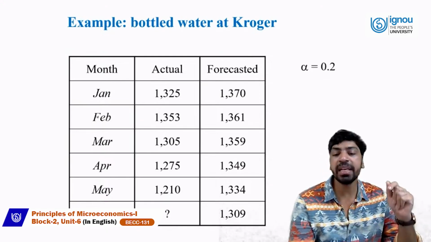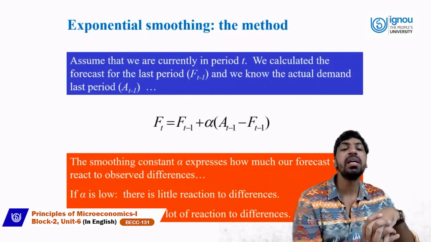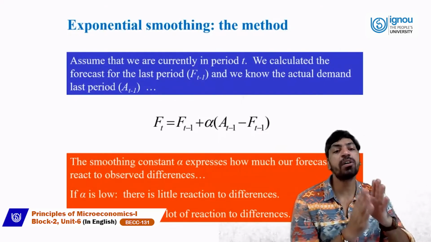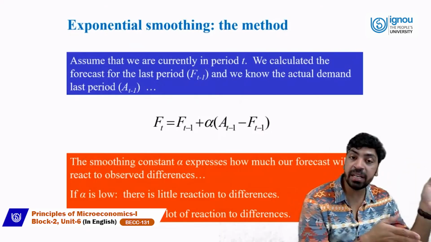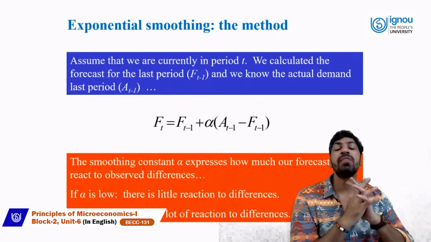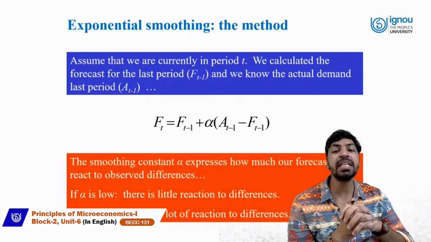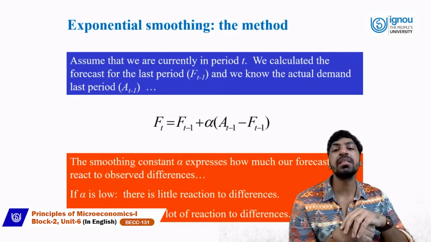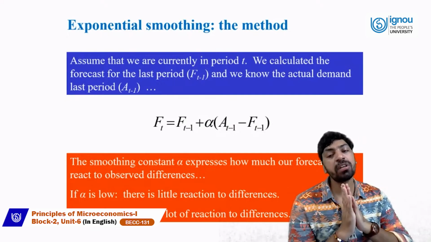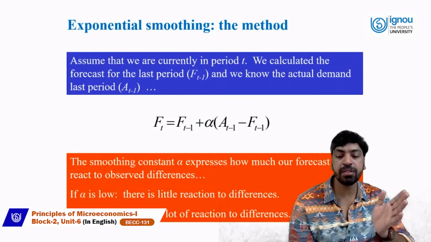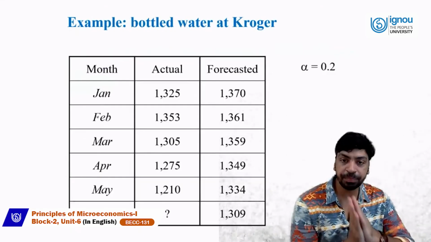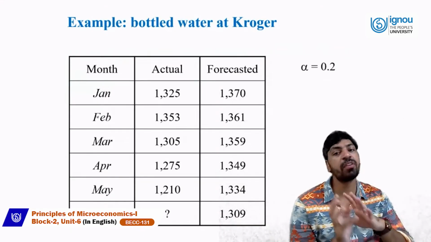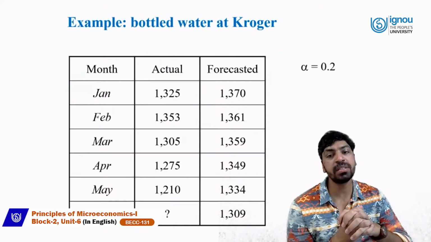So how to calculate? It is based on the following formula: F(t) is equal to F(t-1), that is the forecasting value of the last period, plus alpha, which is already given in the question, times A(t-1), that is the actual value of the last period, minus F(t-1), again the forecasted value of the last period. It is given for the last period, January. So the actual value is 1325 and the forecasted value is 1370.